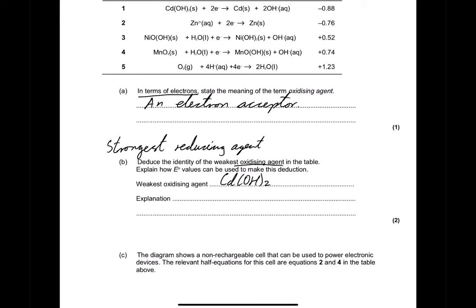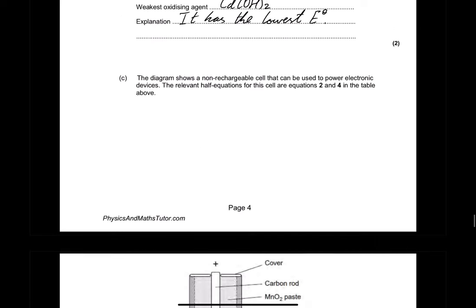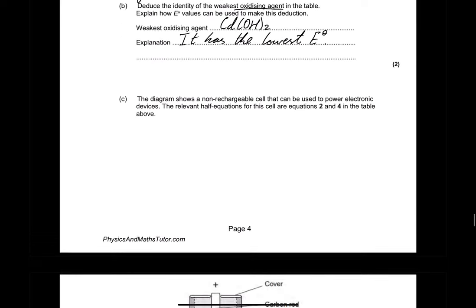Explanation: it has the lowest electrode potential. Right. I always do this one because I like doing the opposite. So strongest reducing agent, which means it's the one that's going to be oxidized the greatest, so it's the most negative. But I have to remember it's an oxidizing agent, so it's being reduced. So I'd have to go in the reduction way. So that's why I'd pick cadmium hydroxide there.